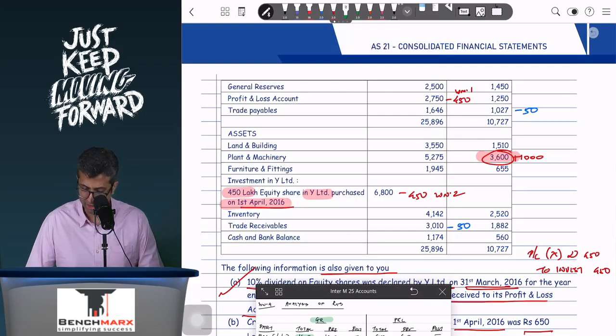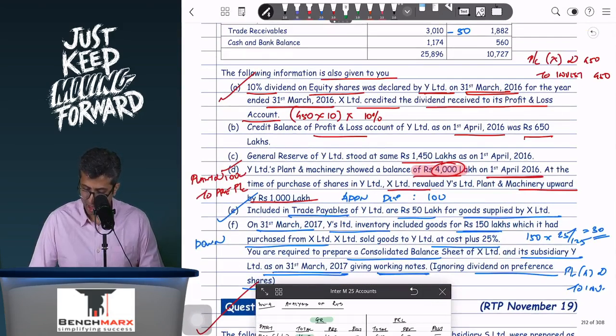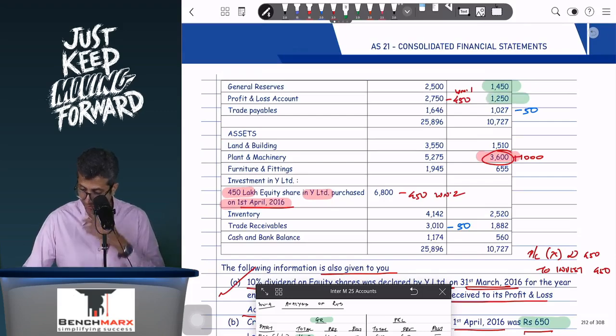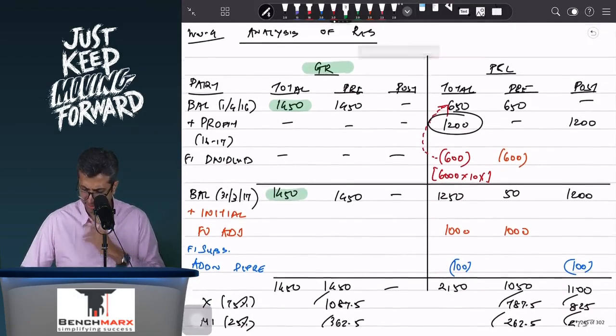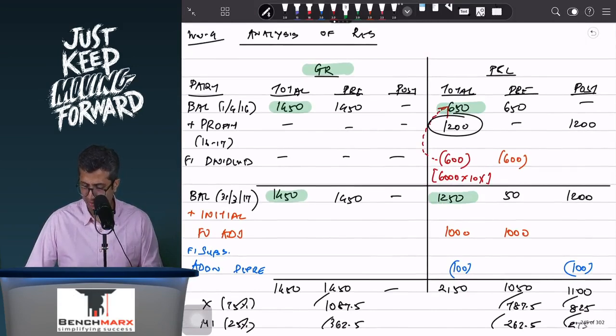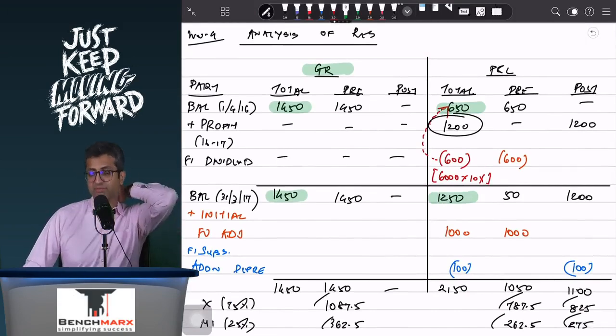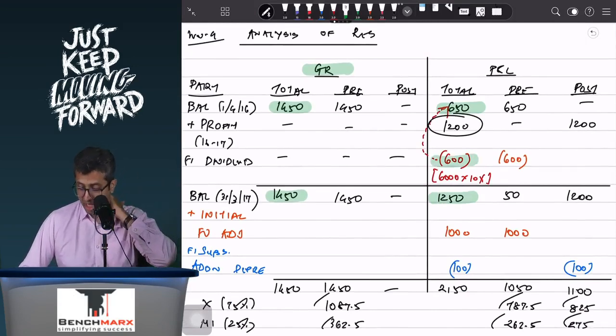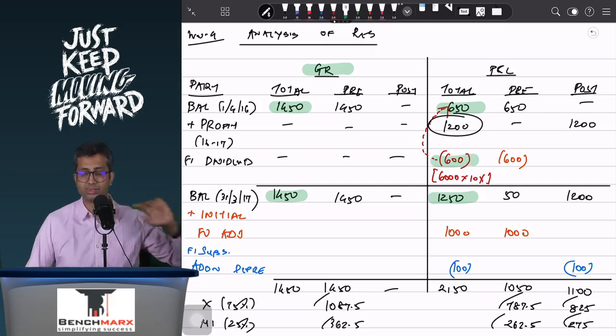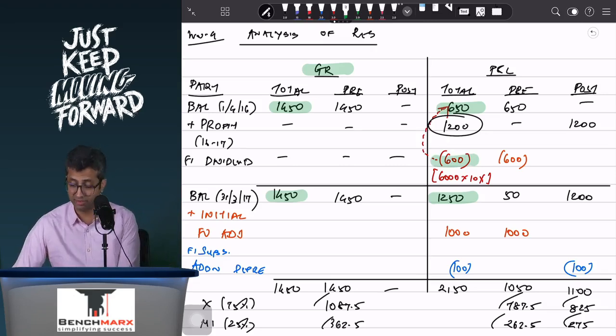So if I look at the general reserve, 1450, you have been told 1450 at the start, so there is no change. P&L is 650 at the start, and it is 1250 at the end. So if I go to see in the P&L, 650, 1250. Now during the year, there was a dividend of I think 600 being paid, but this must be paid out of the opening balance because it is paid out of the profits up to 31st March 16. So this is dividend out of the pre-acquisition profits.